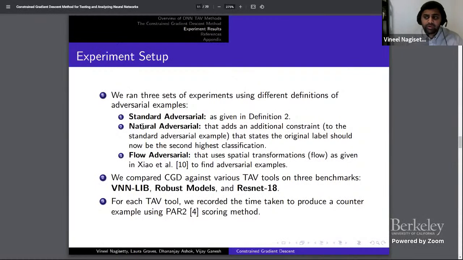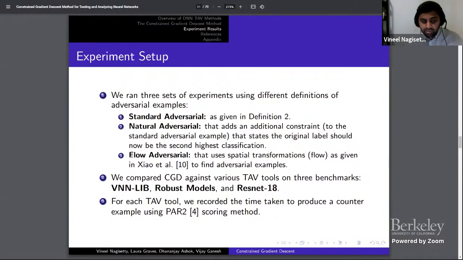The second one, that we're calling natural adversarial examples, adds an additional constraint to the previous one. And this constraint states that the original label should now be the second highest classification. The intuition behind this is that the neural network model would take this perturbed input and still have a fairly high confidence that it is on the original label, which is why it's still the second highest classification. However, it is still misclassified.